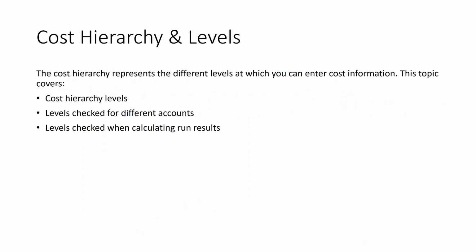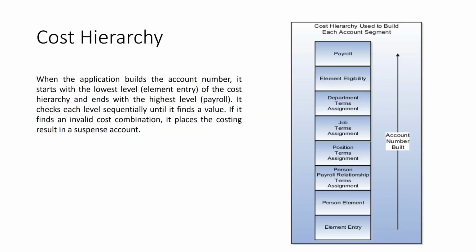Now we'll talk about the costing hierarchy and levels. The costing can happen at various levels and there is a hierarchy. You need to decide at which level you want to do the costing; you cannot change the hierarchy itself. In this slide on the right-hand side, you can see the different levels, and the hierarchy goes from the bottom to the top.